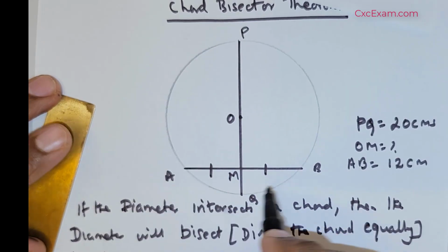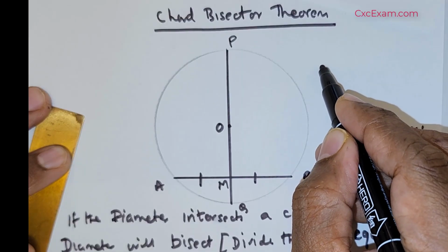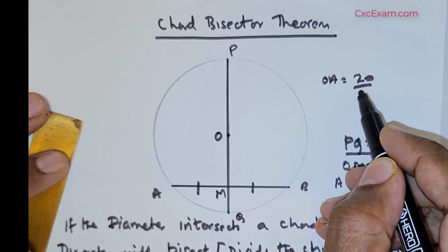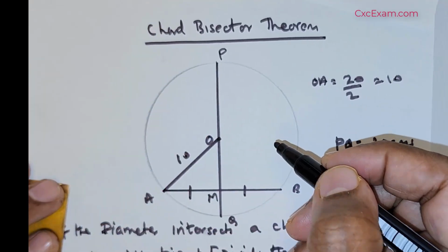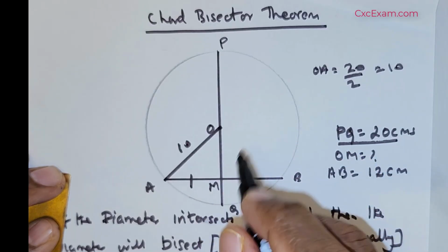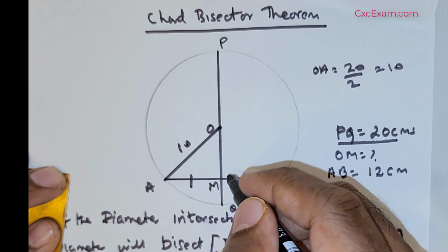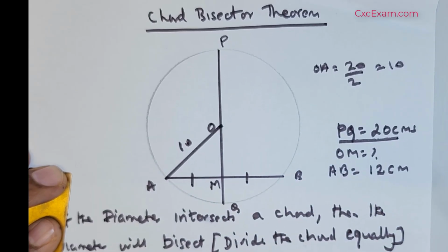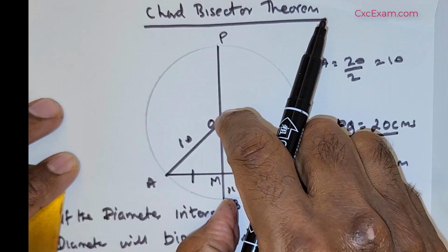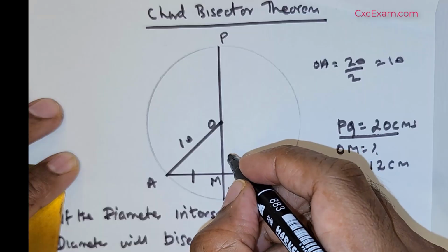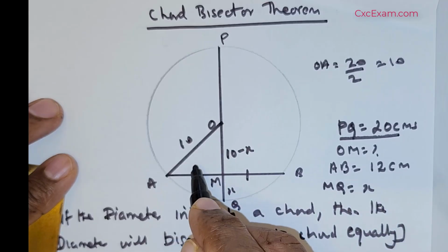OM. Okay, we are given PQ is 20 units, the diameter is 20 cm, so that means OA, which is the radius, is going to be 20 over 2, which is 10 cm. So I'm going to have this as 10 cm. Now this entire length is 10 cm. So I want to get this length. If I take MQ to be equal to say x, then this entire length is 10 units, right? From 10 units you take away x, this is going to be 10 minus x. Now AB is 12 units, so AM is going to be 6 units.